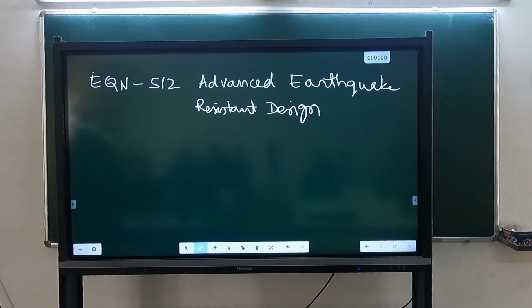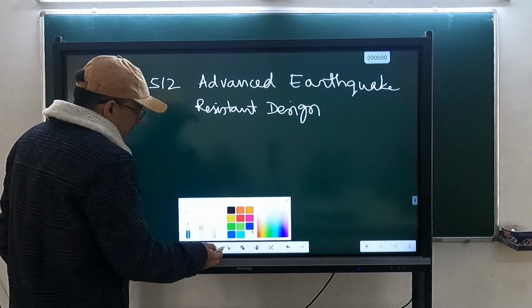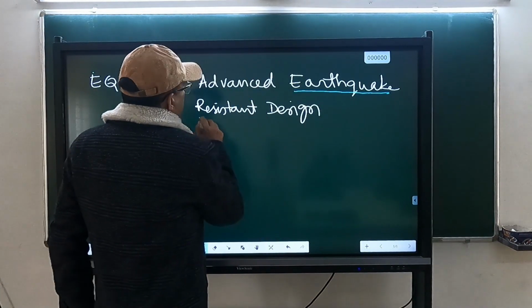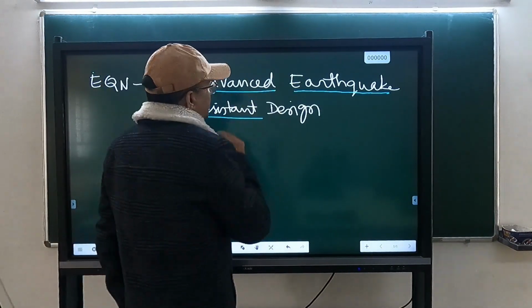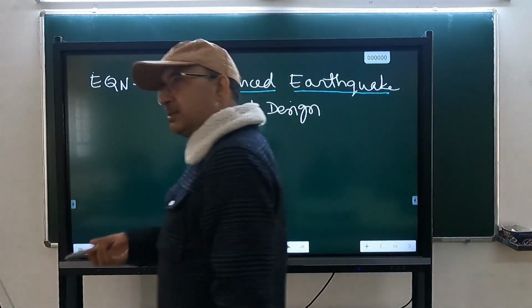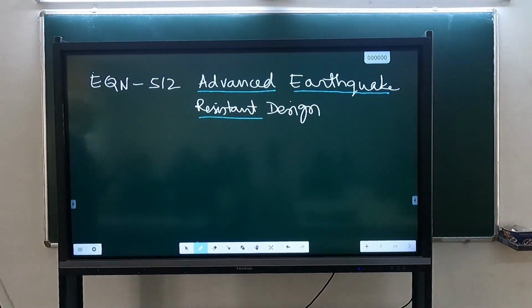There are other types of structures and systems, maybe electrical system. We can talk about those, but it's not our focus. So you can see there are two keywords here. One is earthquake resistant, and then there is an adjective, a prefix, advanced. Earthquake resistant design you have done in the last semester. So you know what we mean by earthquake resistant design. Here the only thing we are going to add is advanced.